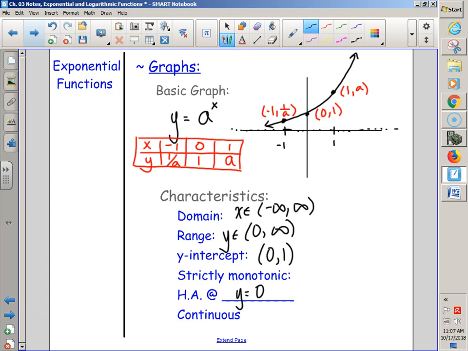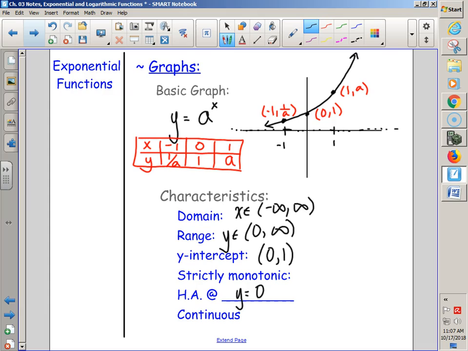Strictly monotonic. Have you ever had a teacher or watched a movie where the person in it was very monotone? They were just talking like this the entire time, and it got kind of boring and people were falling asleep. Monotone. Only one, not level because it's not flat, only one behavior. Strictly monotonic means only one behavior.